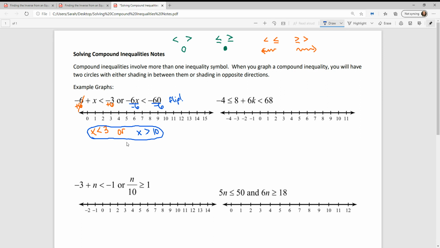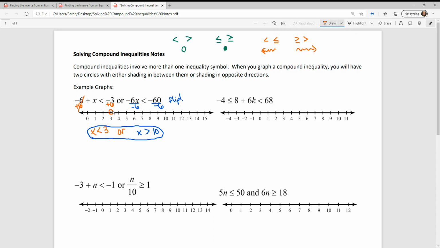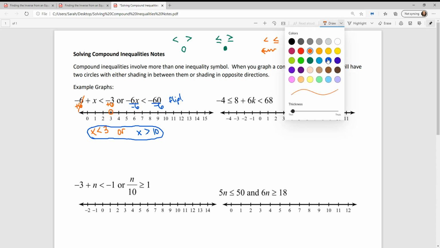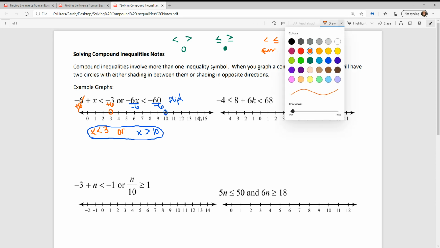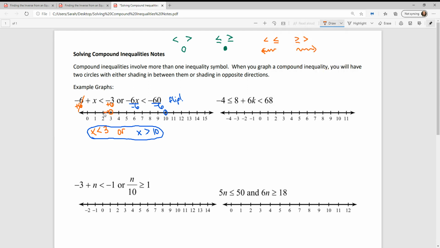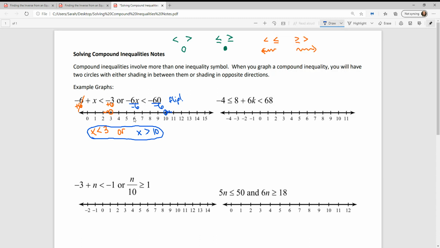But now I need to graph this. So first, I like to figure out what kind of circles I'm dealing with. I have an open circle on 3. Since it's a regular greater than, I also have an open circle on 10. And then which way do I need to shade from each circle? I'm going to do just a little bit of shading to see how it should look. I need to go to the left of 3. I need to go to the right of 10.